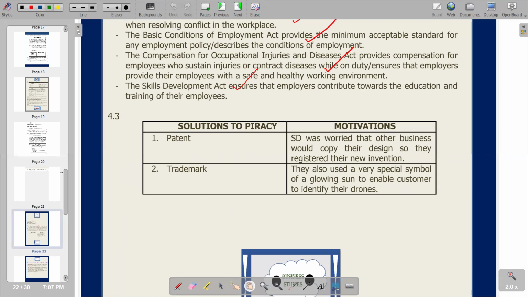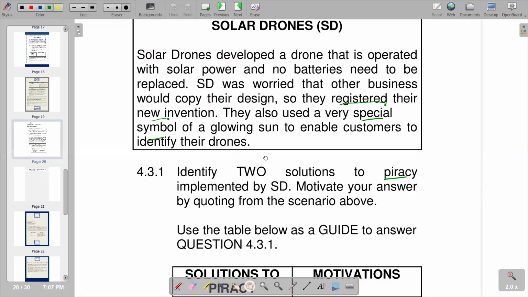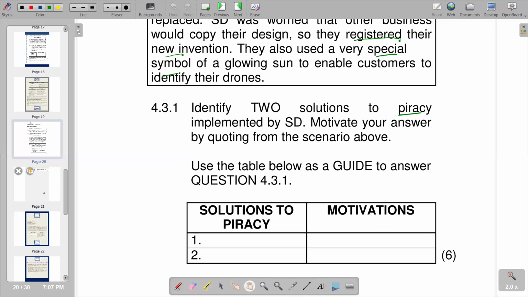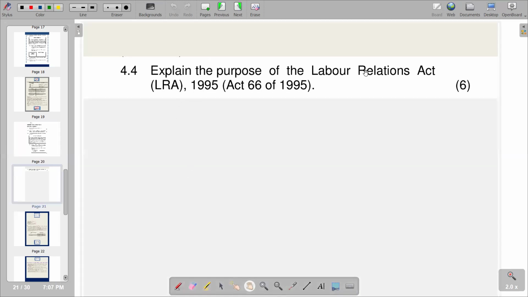So this is what we have, and then we can just try to move to the next part of the question. Explain the purpose of the Labor Relations Act, which is LRA, 1995, Act 66 of 1995. So this is the Labor Relations Act 66 of 1995. We know that it regulates the organizational rights of trade unions and promote and facilitate collective bargaining in the workplace. So generally, that's what the purpose of the Labor Relations Act is, to regulate the organizational rights of trade unions, and also to promote and facilitate collective bargaining in the workplace.